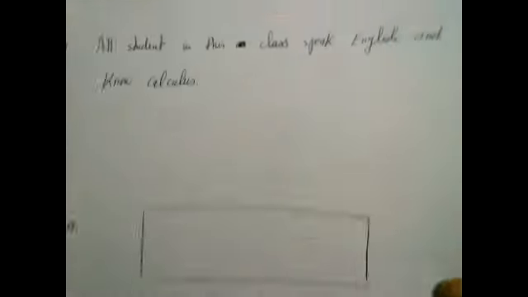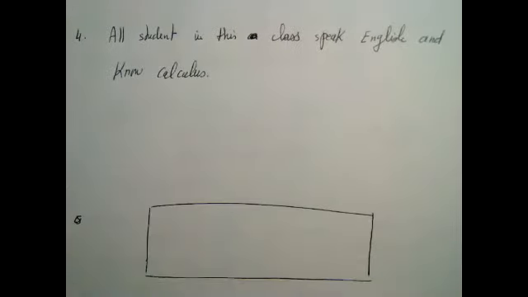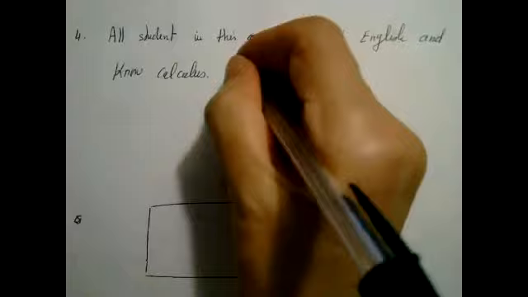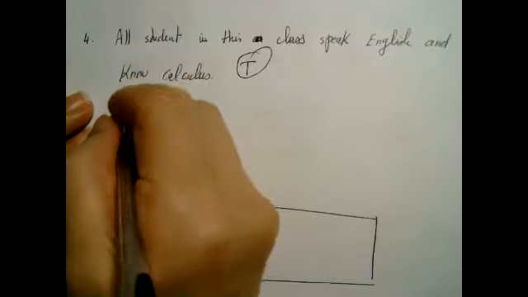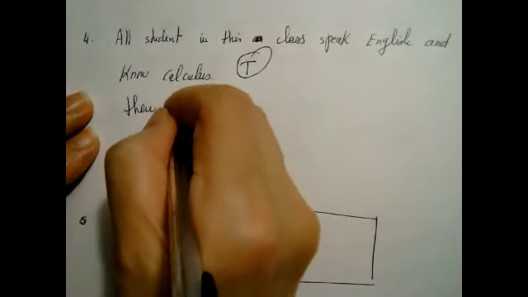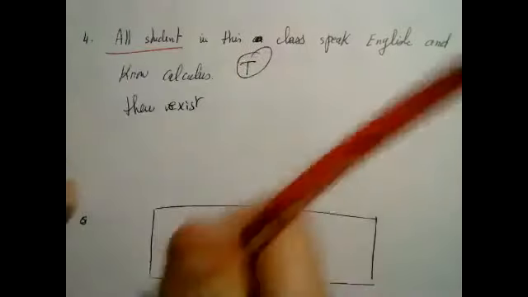Number 4. All students in this class speak English and know calculus. Okay, I'm definitely assuming that's a true statement. Negated: there exists at least one student in the class who does not speak English or does not know calculus. Right.